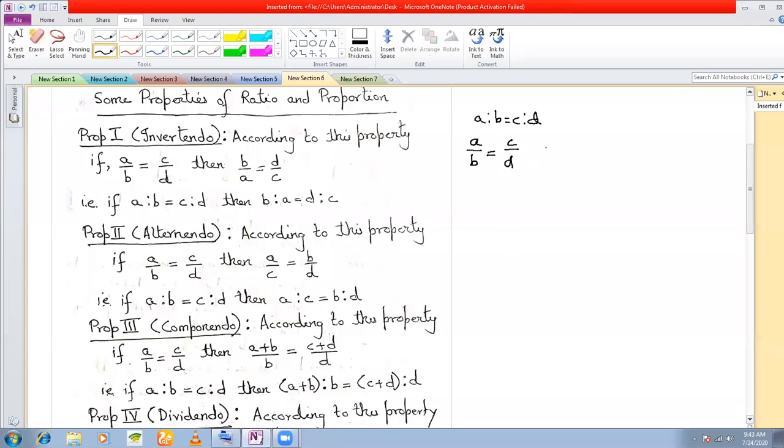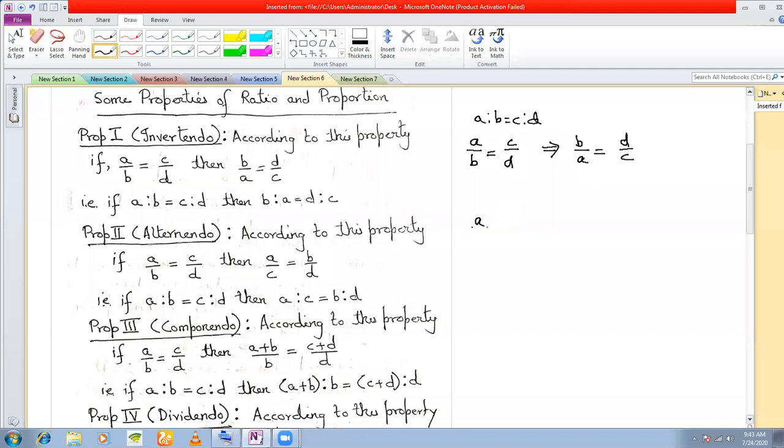Now, invertendo simply means that if a by b is equal to c by d, then the ratios on each side of the equality can be inverted, can be taken as reciprocal, so b by a is equal to d by c. This is what invertendo is. You all know this, right? So a special name has been given to this property in ratios. It's called invertendo.